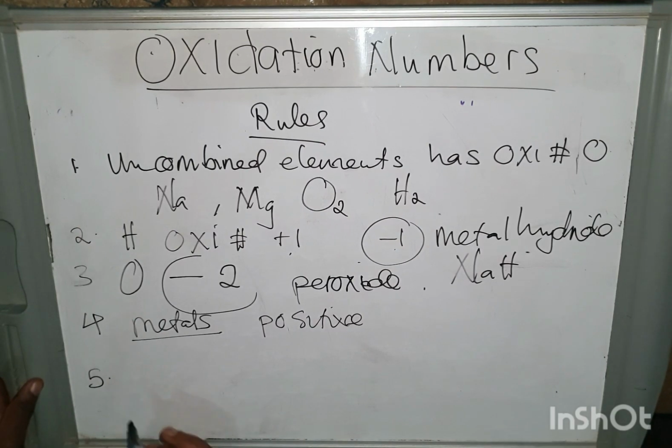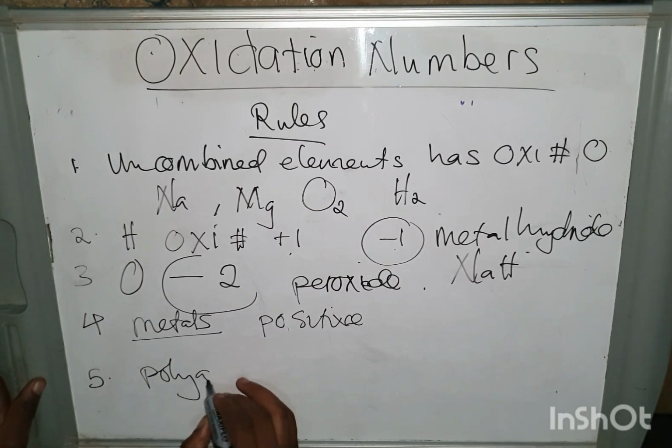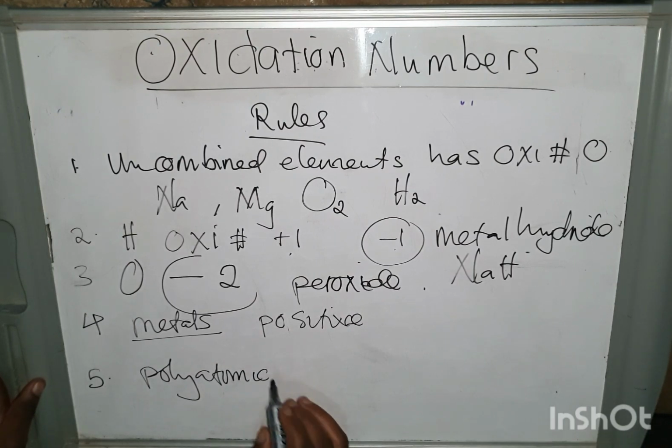So 5, we're going to talk about the polyatomic ion. When talking about polyatomic ions, we're referring to ions which have 2 or more atoms combined. For these, their charge will always be given. The oxidation number will be given in the form of charge, whether a positive charged ion or a negative charged ion.